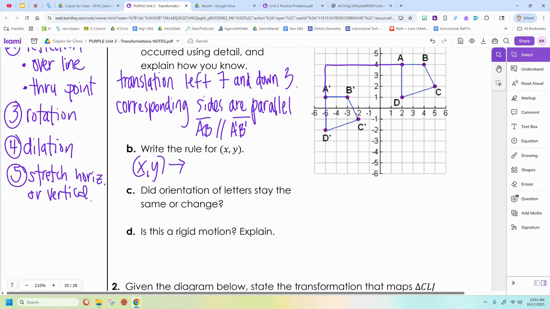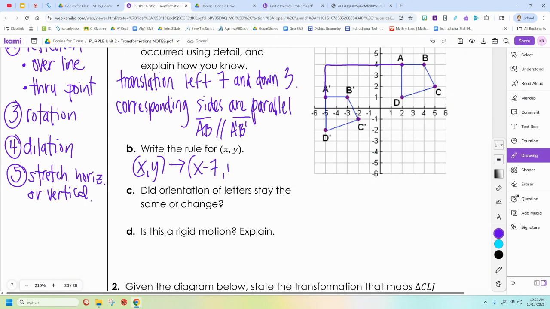Okay, what do you want to say, Luca? I put x comma y, arrow, then parentheses. I said x minus 7 comma y minus 3. That is correct. Thank you. Okay, so for translation, specifically our rules are adding and subtracting.